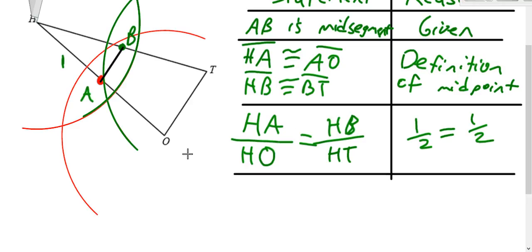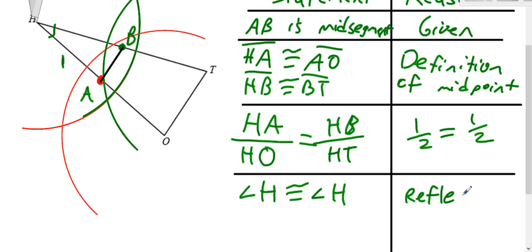So we've got the sides are proportional, HA to HO and HB to HT. We also have this angle up here at H, congruent to itself, and it's in both triangles. Congruent to itself means reflexive. That's the reflexive property.